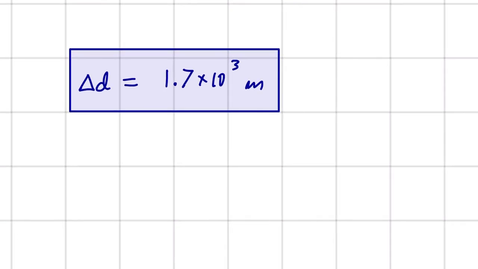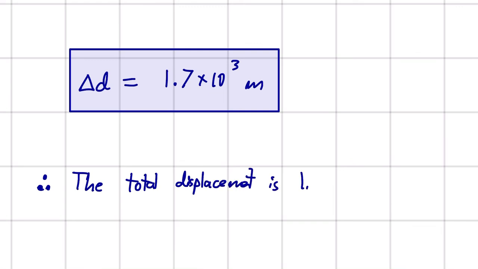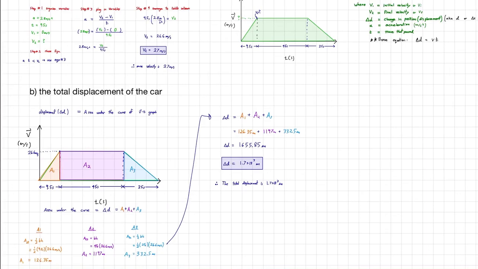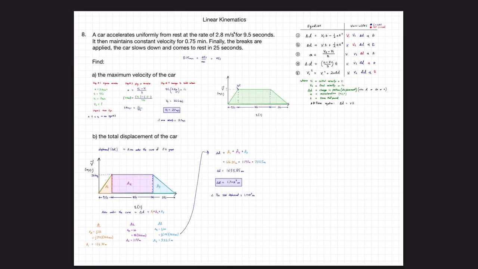And that is our final answer. We're going to write a little statement. So that means the total displacement is 1.7 times 10 to the 3 meters. And that is our final answer.